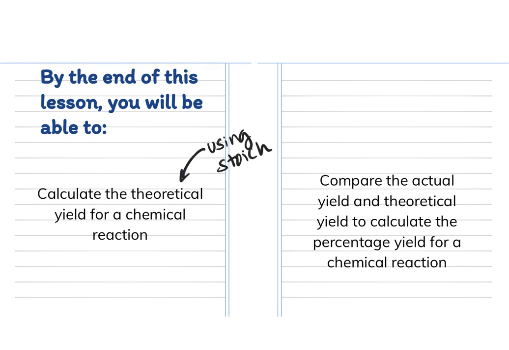And you will also compare what you actually make. So this is from a lab setting, what you actually make, and compare the two of them. So did you make what you were supposed to make? Did you make less than you were supposed to make? That's how we would determine that.